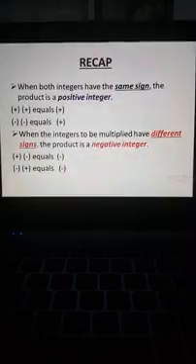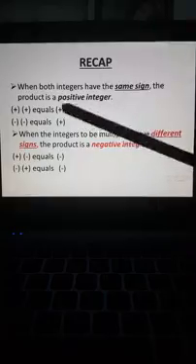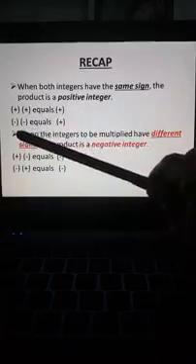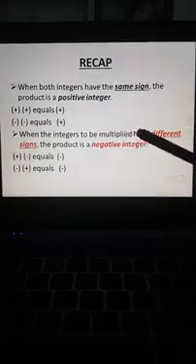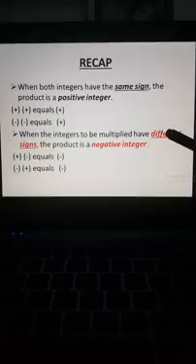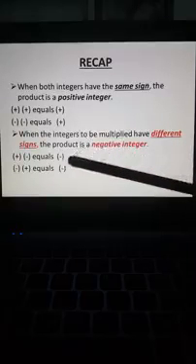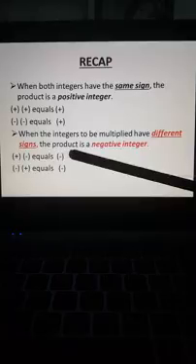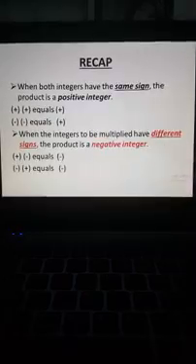Now let's recap. When both integers have the same sign, the product is a positive integer. Positive times positive equals positive, and negative times negative equals positive. And lastly, when the integers to be multiplied have different signs, the product is a negative integer. So positive times negative equals negative, and negative times positive equals negative.